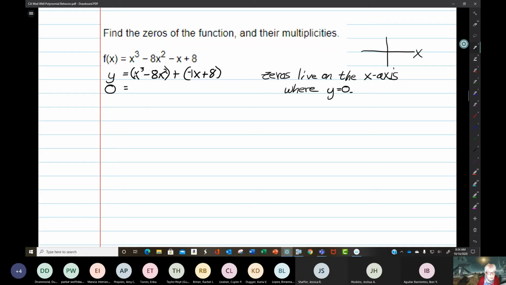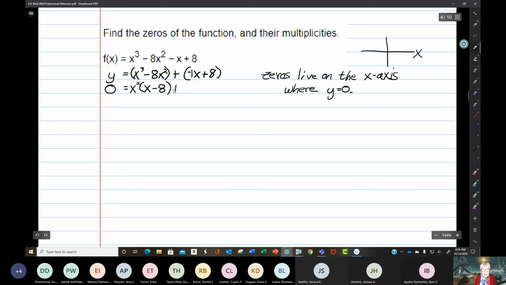I'm going to factor out a GCF, that's going to be x squared, parentheses, x minus 8, and I can check myself. You always want to check yourself. X squared times x is x to the 3rd. X squared times minus 8 is minus 8x squared. So I did that right.